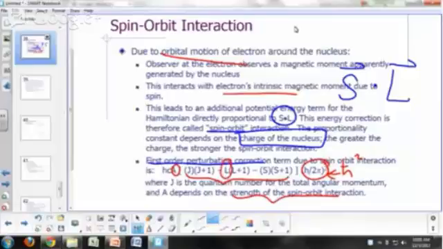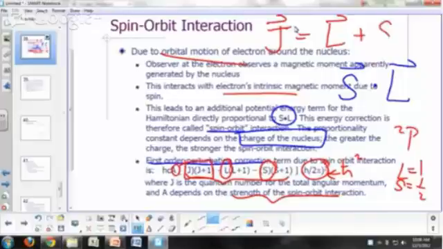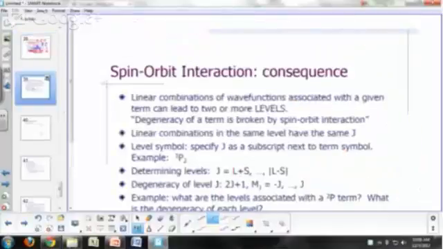This L right here, we already know what that L is. For a doublet P, what is L? For example, L is 1. And your S, what's our S for a doublet P? It's going to be 1/2, right? 2s plus 1 is 2. Now, J here is the quantum number for the total angular momentum. So it's J, your total angular momentum is just the sum of your orbital angular momentum and your spin angular momentum.